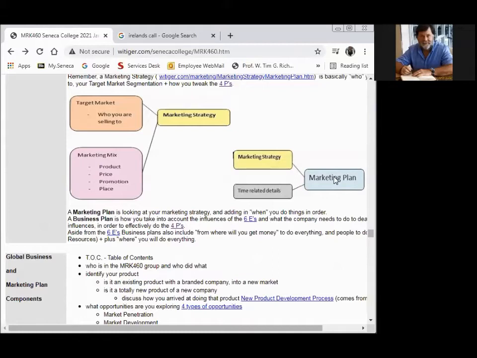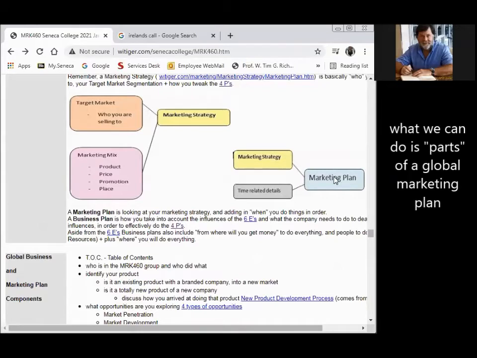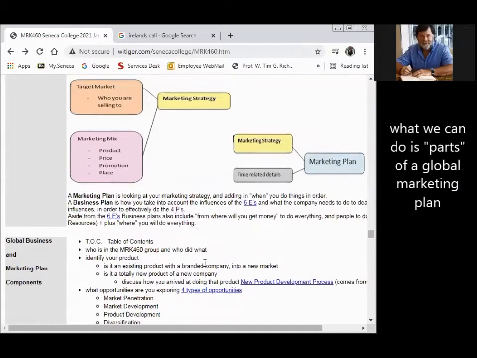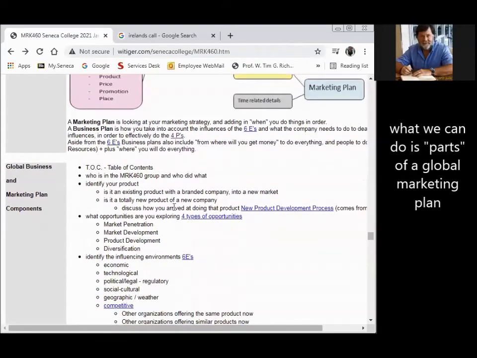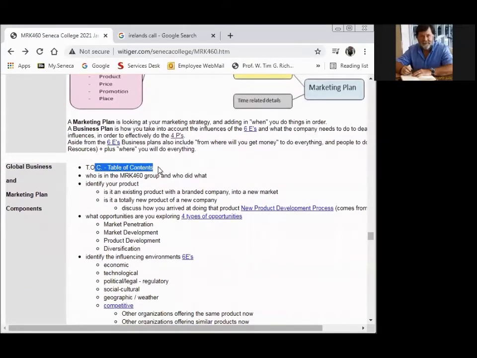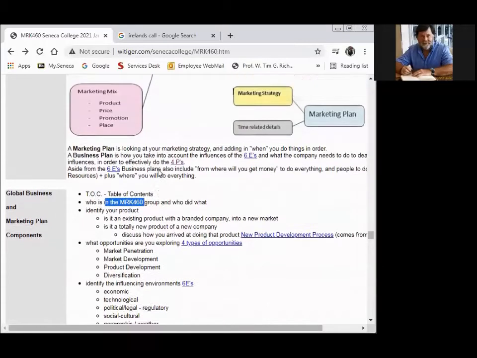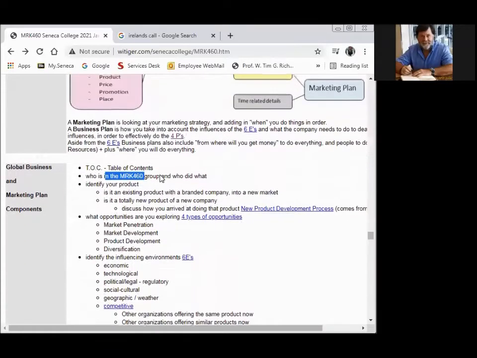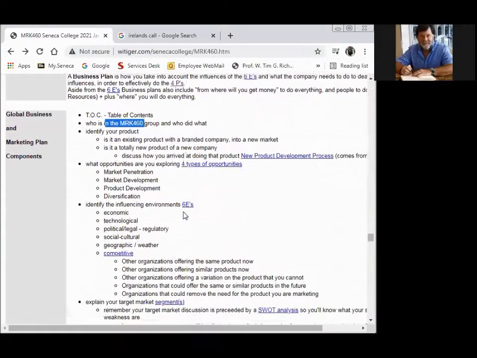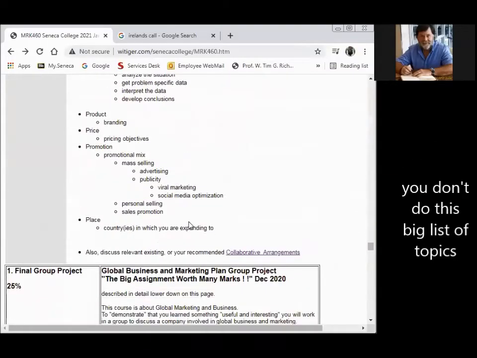Well, we can't do it in a class like MRK460. But I can tell you what to do. What we can do is parts of it, right? And then what I want you to do is a document that starts off with a table of contents, telling me how you divided up some of these things, right? But you don't do all this big list of topics like I just showed you.